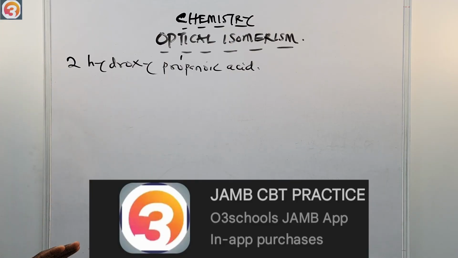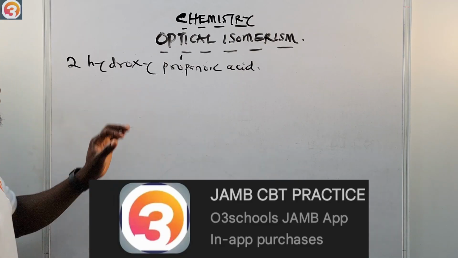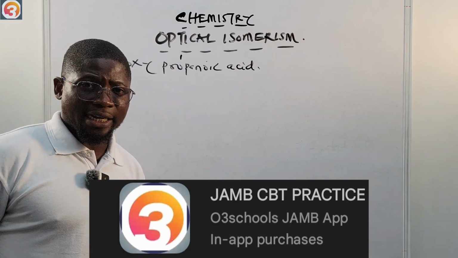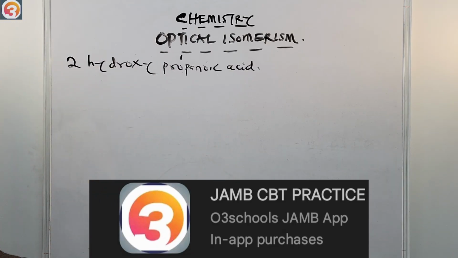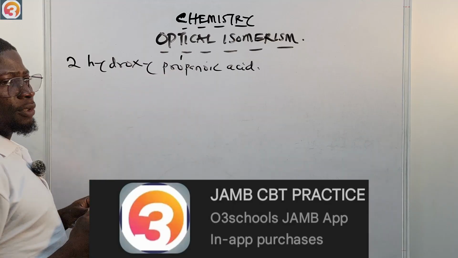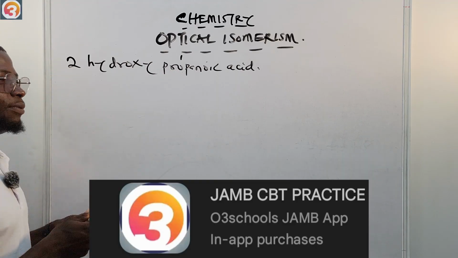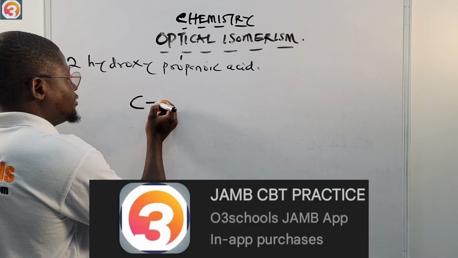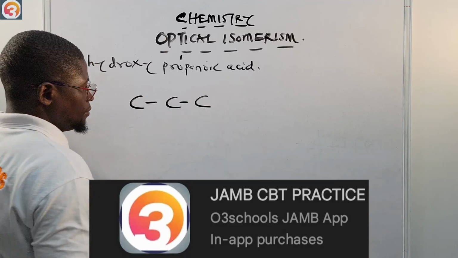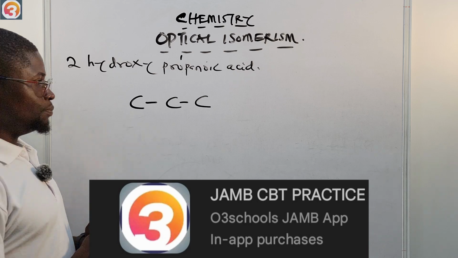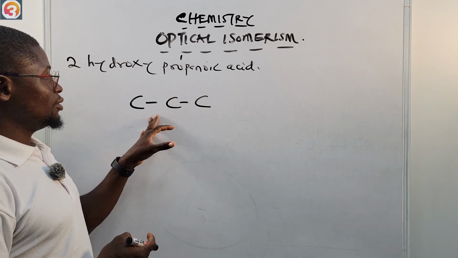So let's say we are given this example, 2-hydroxypropanoic acid, and of course we want to draw the enantiomers. So this is propanoic. From propane we know that we're talking about 3 carbons. So I'll start my drawing like this, drawing the structure. Having propanoic acid, so C-C-C.